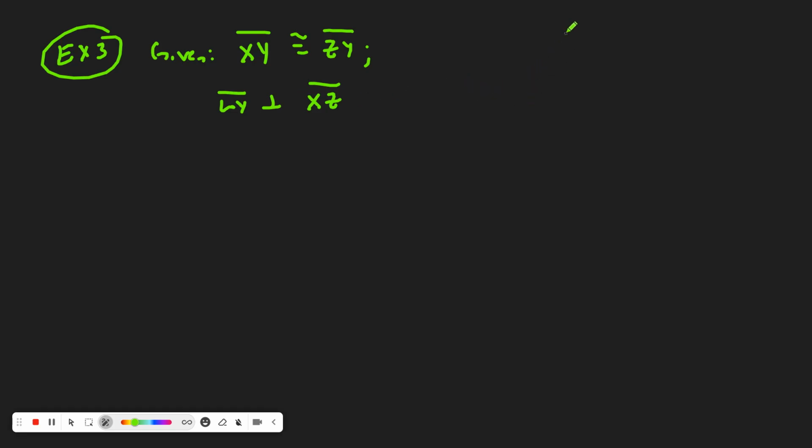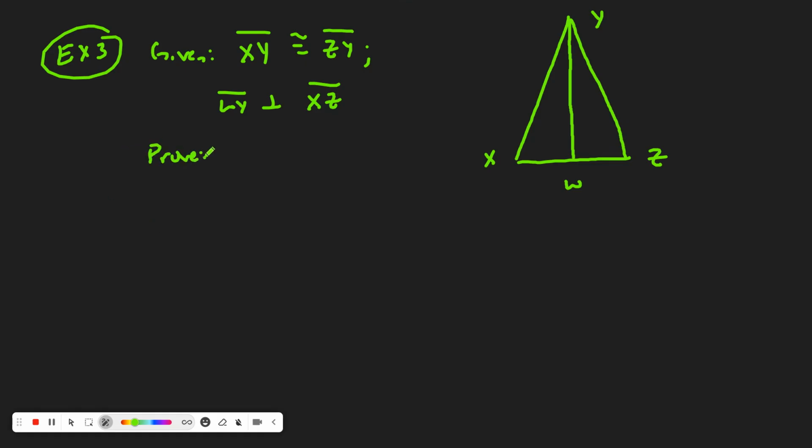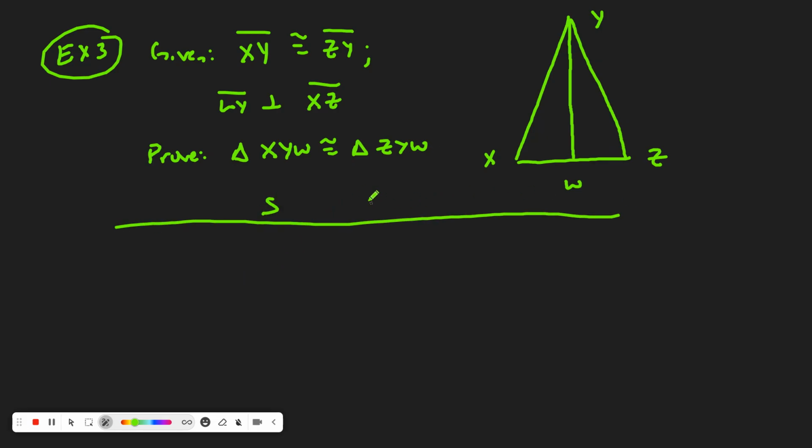All right, let's draw the triangle. So I'll draw kind of a taller triangle like so. Let's call that X, Y, Z, and then we'll have Y, W going straight down. And there's W. Okay, and we are trying to prove that these two triangles are congruent. We're trying to prove that triangle XYW is congruent to triangle ZYW. Here's my statements. Here's my reasons.